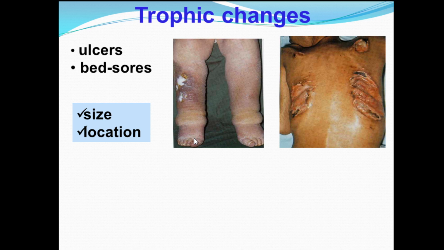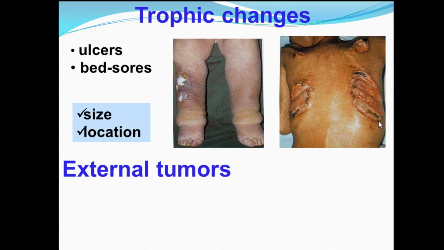As a result, we see trophic disorders and bed sores, about which we talk with you during fourth course, which appear due to non-adequate prolonged pressure on the skin, constriction of the vessels, and disordered blood circulation.